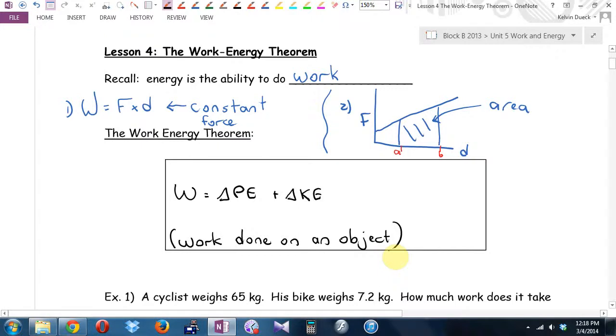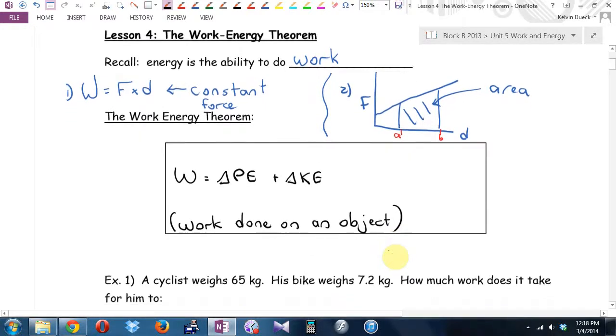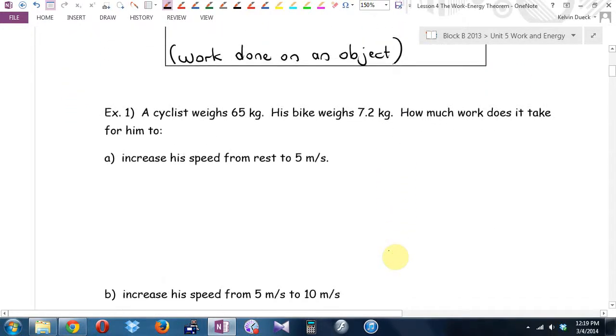Like question number 6 from the homework from last day. Oops. You know what? Like example 1. A cyclist weighs 65 kilograms. His bike weighs 7.2 kilograms. So you know what? The total mass is, can someone go 65 plus 7.2 either in their head or on their calculator? Preferably in their head. 72.2? Yep. Okay, so our total mass here is 72.2 kilograms.